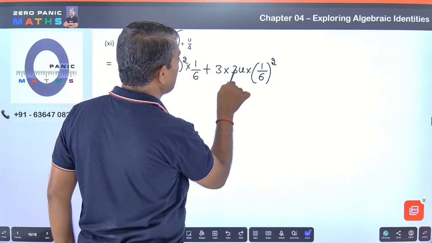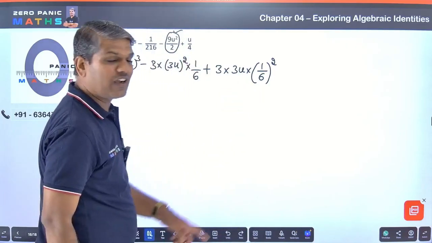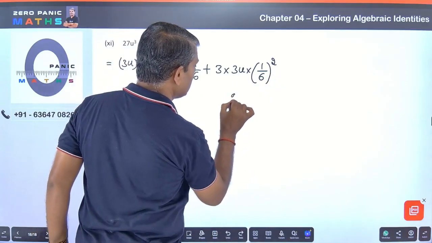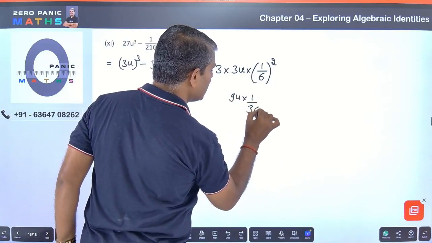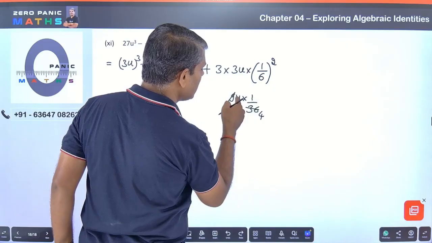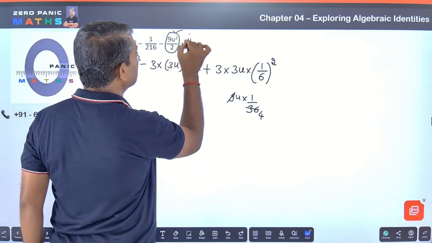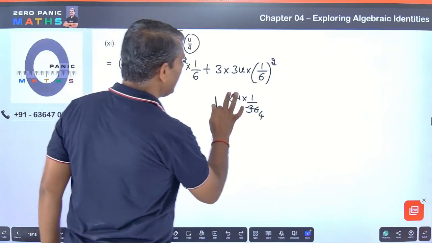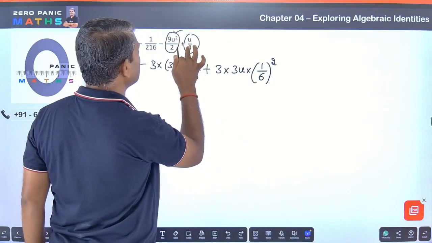Okay, 3 3s are 9u. 9u divided by 36. There is a 6 square here, right? So it is 9u, and 1 by 6 square is 1 by 36. So it is 9 ones are and 9 fours are. What remains? u into 1 divided by 4. It is u by 4, and this is that term. Got my point? So we have already written the 3ab square term also, and this is that 3ab square term.